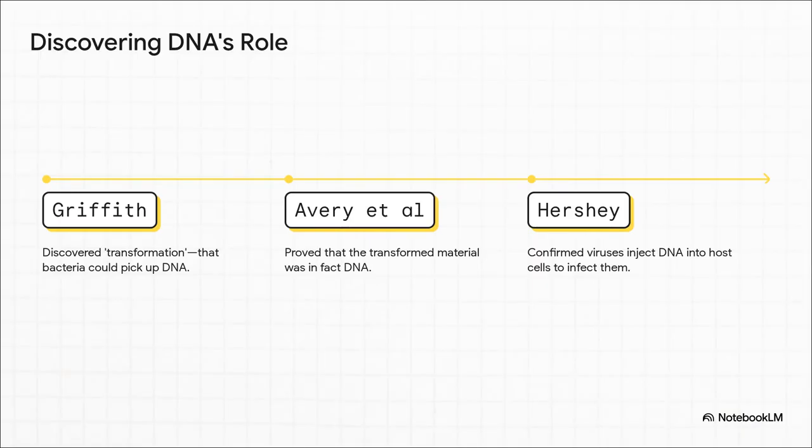It's funny to think about, but we didn't always know DNA was the star of the show. It took a series of landmark experiments to figure it out. It started with Griffith, who noticed some mysterious transforming principle could pass from one bacteria to another. Then Avery, McLeod, and McCarty nailed it down. That principle was DNA. Finally, Hershey and Chase sealed the deal when they showed that viruses infect cells by injecting their DNA. It was a total paradigm shift.